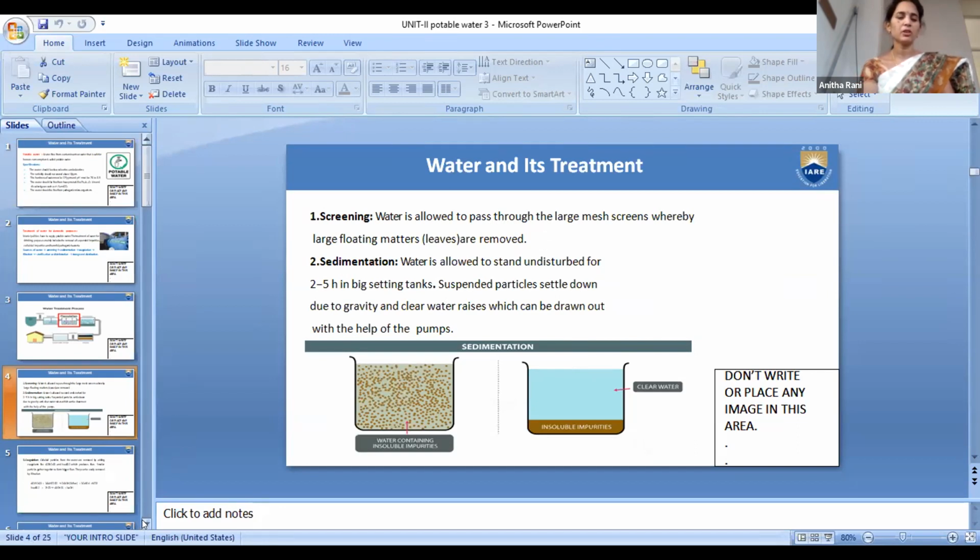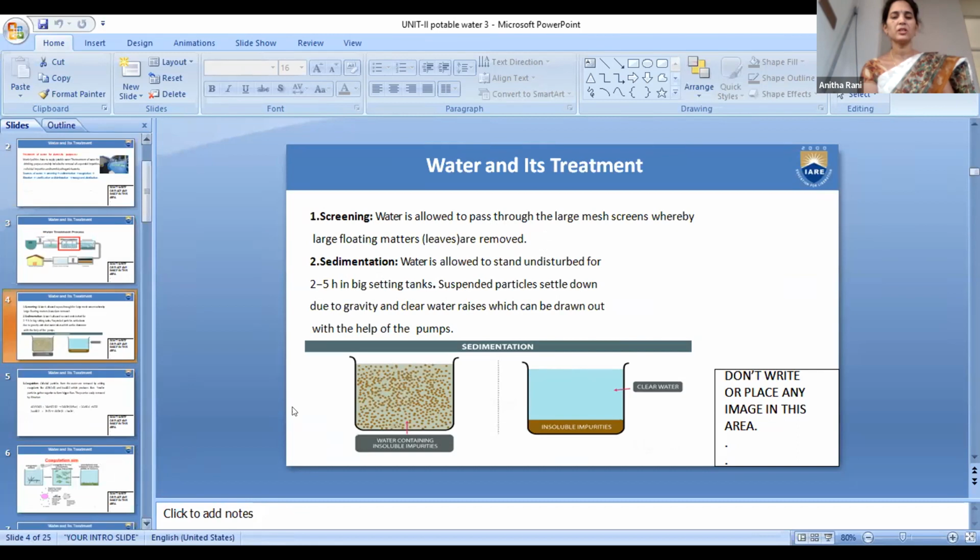So we are taking the water in a big settling tank, and we won't disturb the water for 2 to 5 hours. Let all the suspended particles slowly settle down at the bottom of the tank due to gravity. And the clear water we will collect with the help of the pumps. So that is the second step.